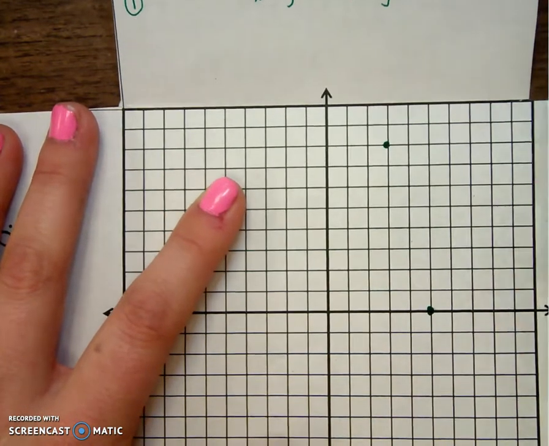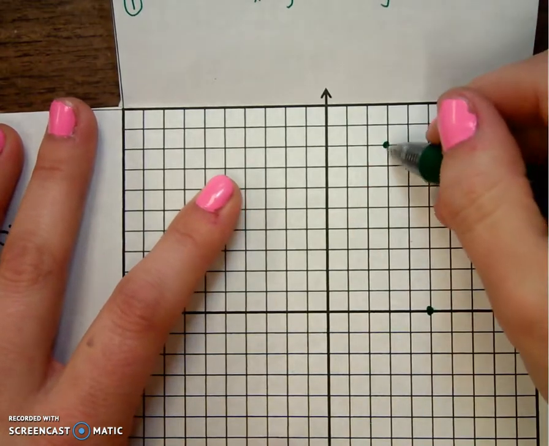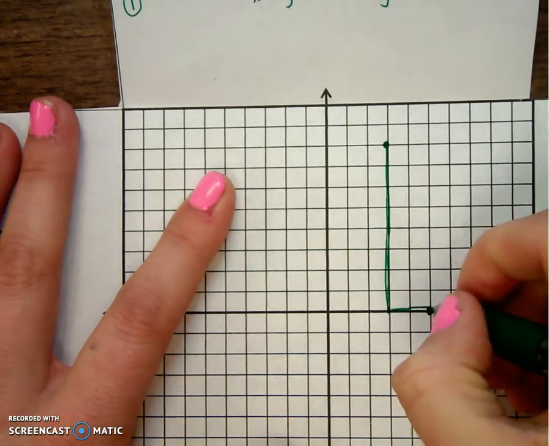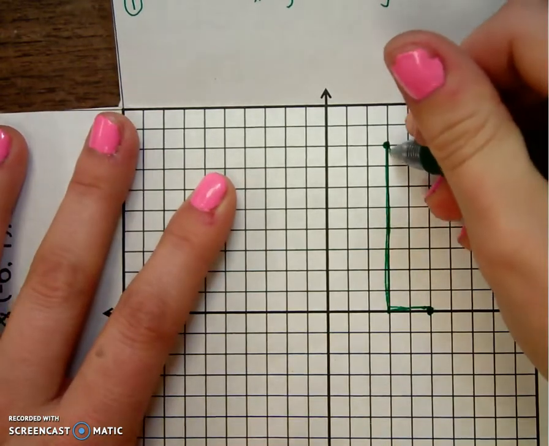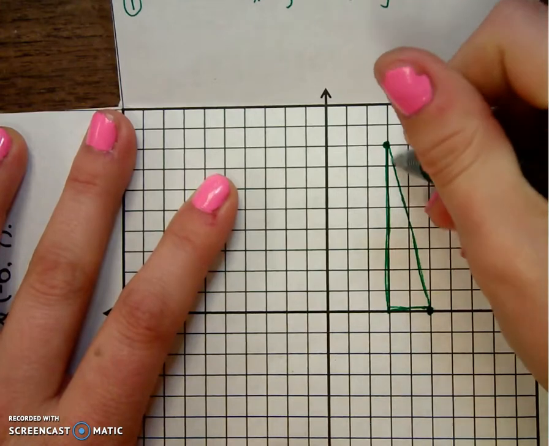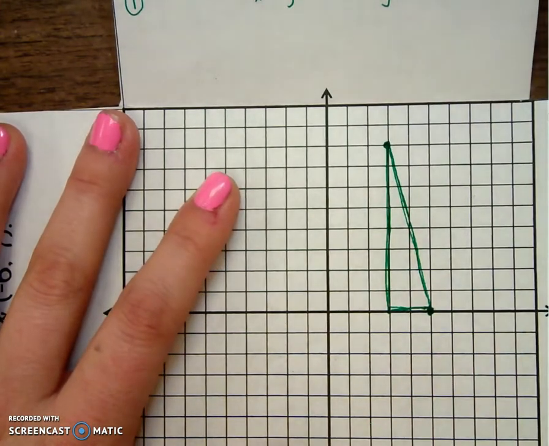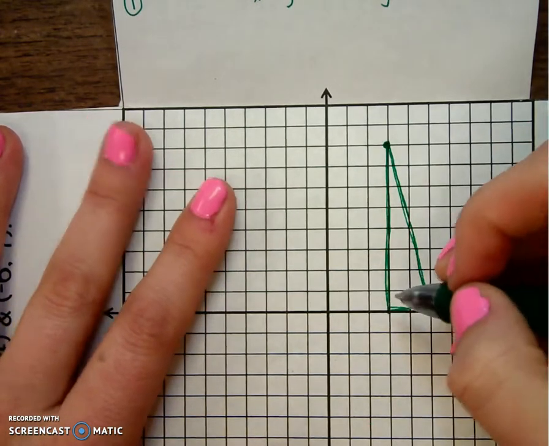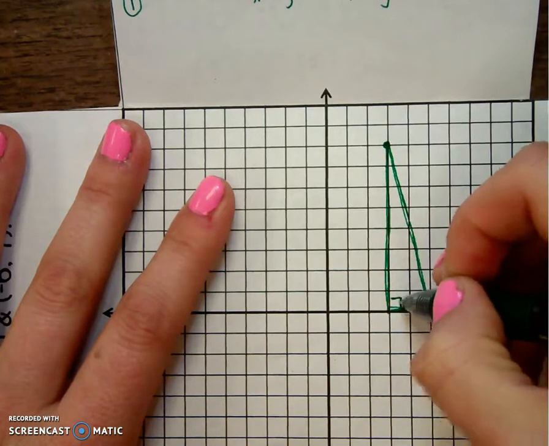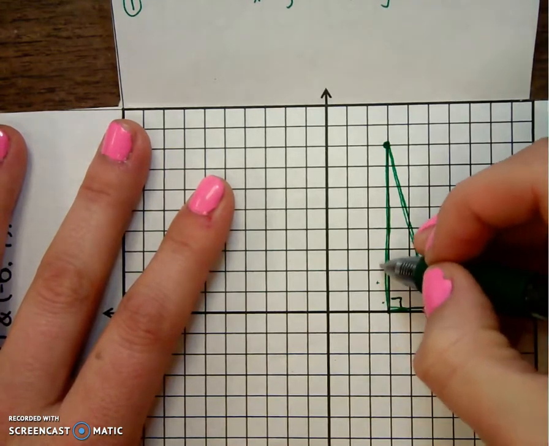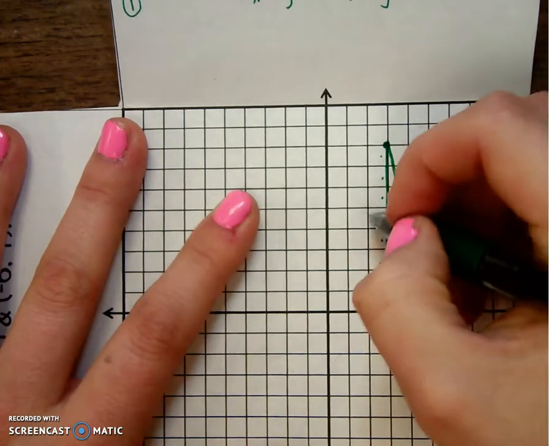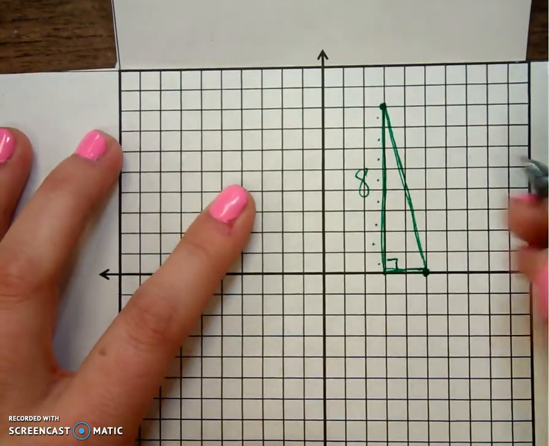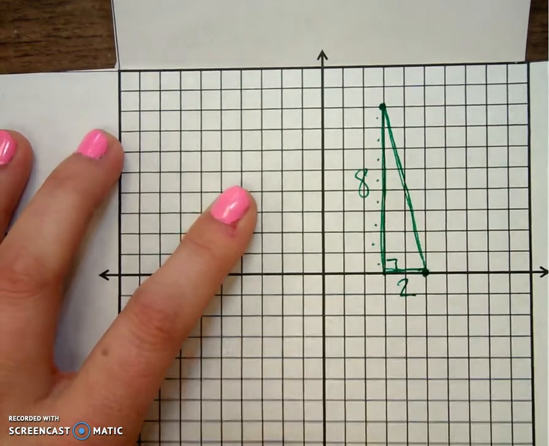Now I'm going to make a right triangle out of this. In order to do so, I'm going to follow it straight down and across. And now I can connect and make that hypotenuse. To find the distance between those 2 points, we're going to use the Pythagorean theorem using our 2 legs. I have 8 as one of my legs, and 2 as my other leg.